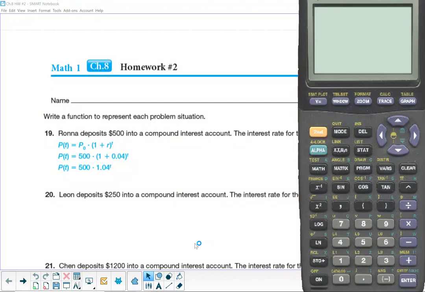All right, everyone, let's go ahead and do this. This is chapter 8, homework number 2. It looks like number 19 is already done for you, so we'll just move on.